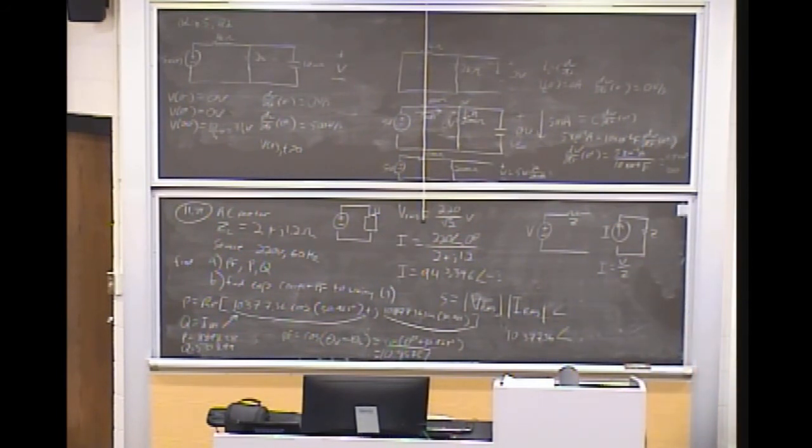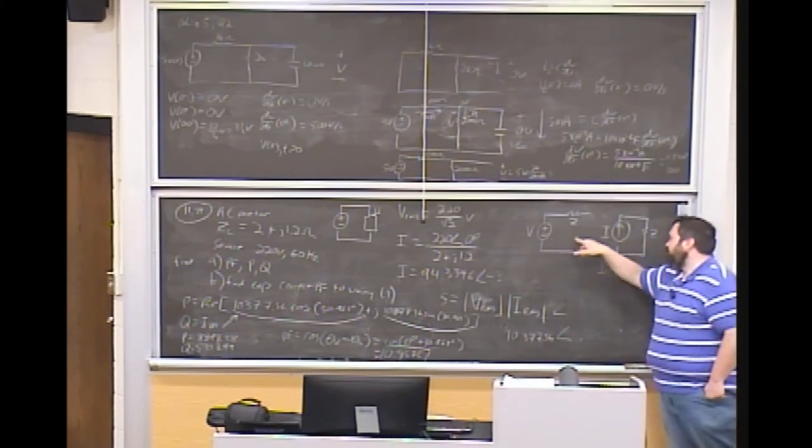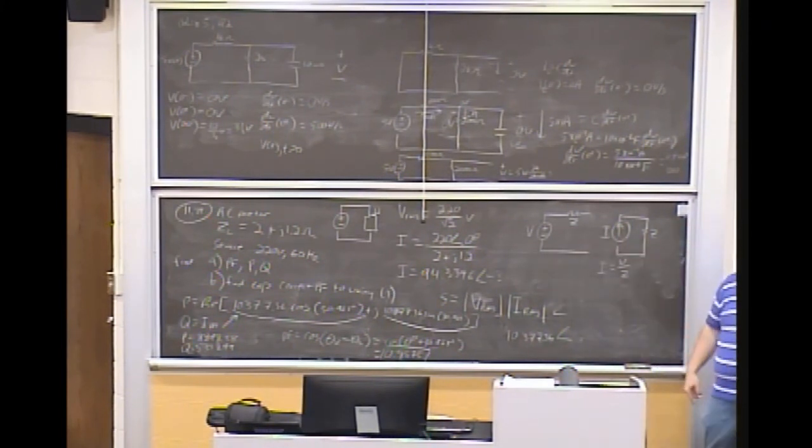So I couldn't technically move the inductor over to the capacitor, I could only move the impedance value over. Right. So you can't just do source transformation between an inductor and a capacitor. It would have to be a voltage source or a current source transformation in there.